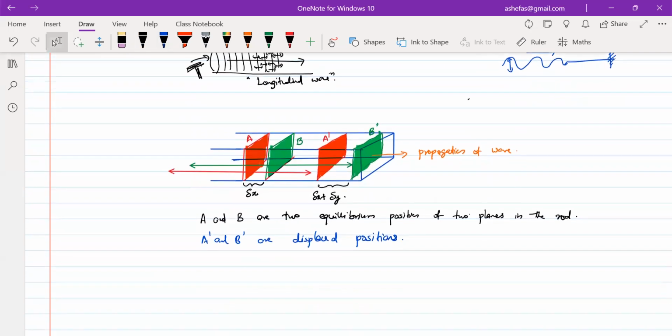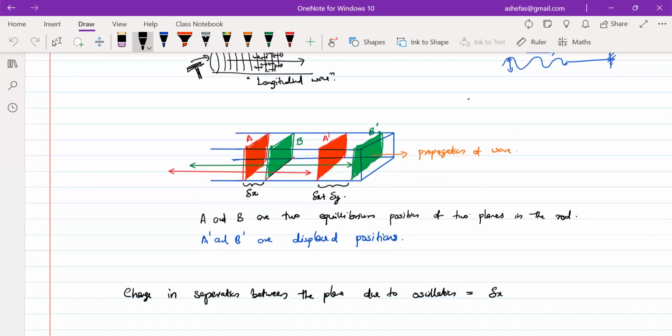Okay, so what would be the change in separation between the planes due to oscillation? That would be equal to the present separation, which is delta x plus delta y, minus the initial separation, which is delta x, and that we can represent as delta y.